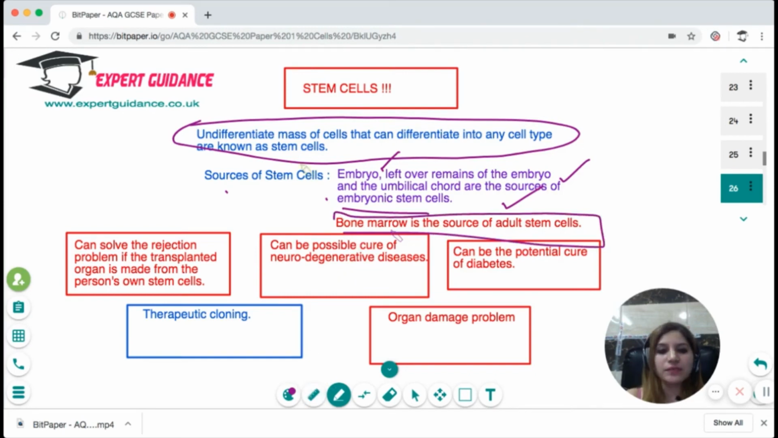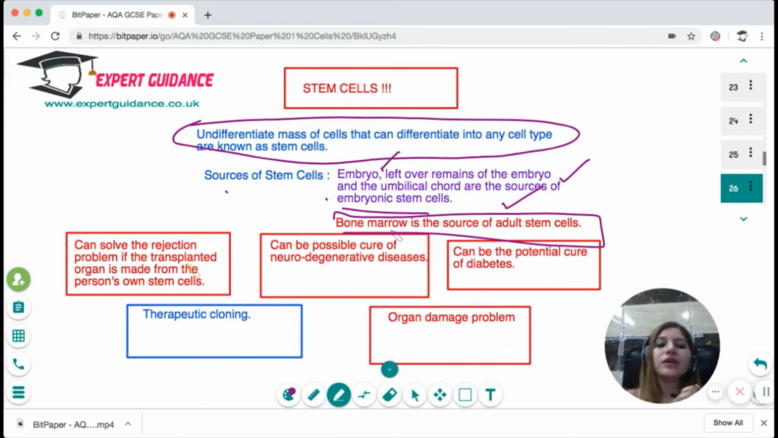Now, what are the possible promises of stem cells? There are a lot of cases in which transplantation fails due to rejection of the donor organ by the recipient, because the body recognizes it as foreign and the immune system tries to kill it. But if the person's own stem cells are used to generate the organ, then the chances of rejection can be solved. Second, there are a lot of neurodegenerative disorders in which part of the nerve cells get damaged. If the person's stem cells can recreate those nerve cells, the neurodegenerative disease can be treated. Diseases like blindness can be treated. It can be a cure for diabetes.